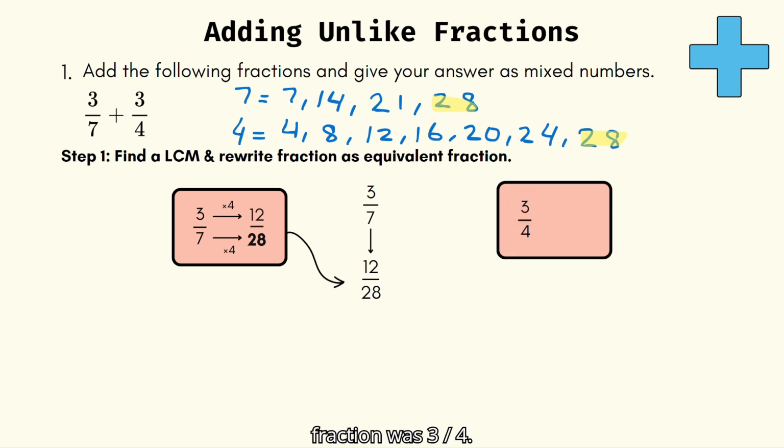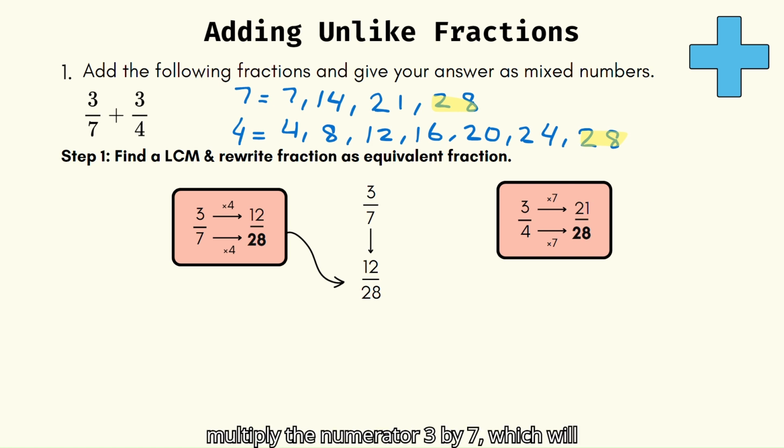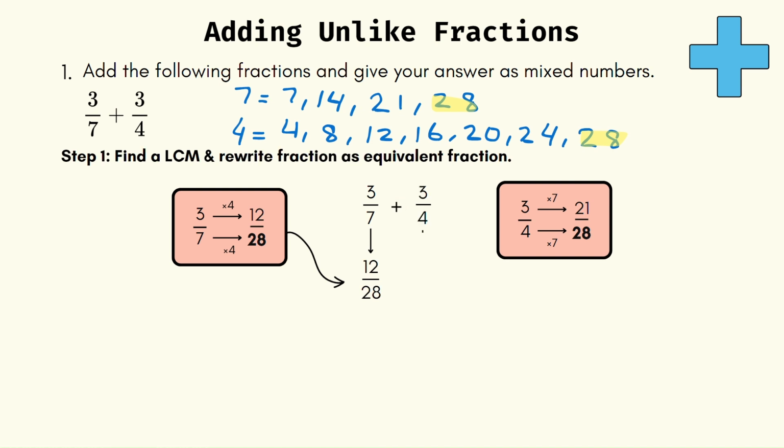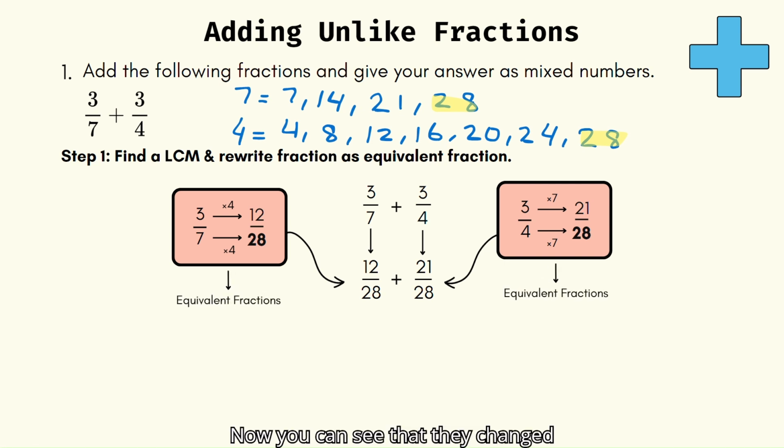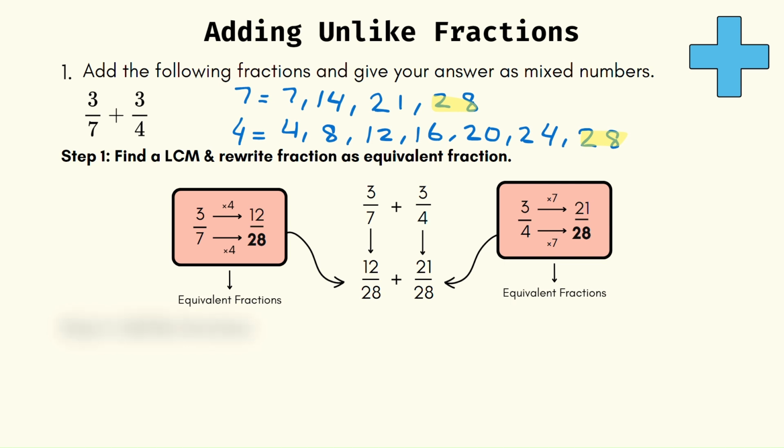Our next fraction was 3 over 4. 4 times 7 is 28, so we're going to multiply the numerator 3 by 7, which will equal 21. So now 3 over 4 has changed into 21 over 28. Now you can see that 3 over 7 is equivalent to 12 over 28, and 3 over 4 is equivalent to 21 over 28 because we multiplied both the numerator and the denominator by the same number to give us the denominator as 28.